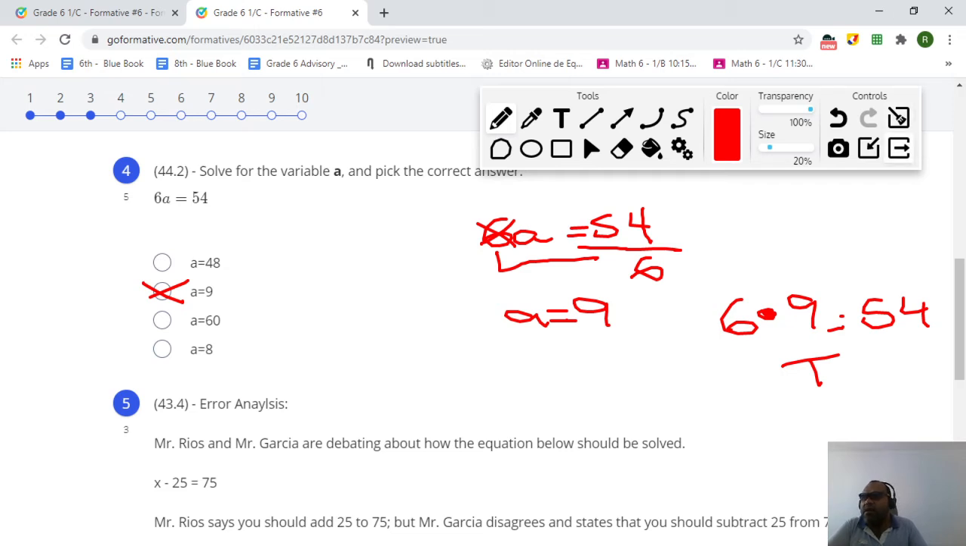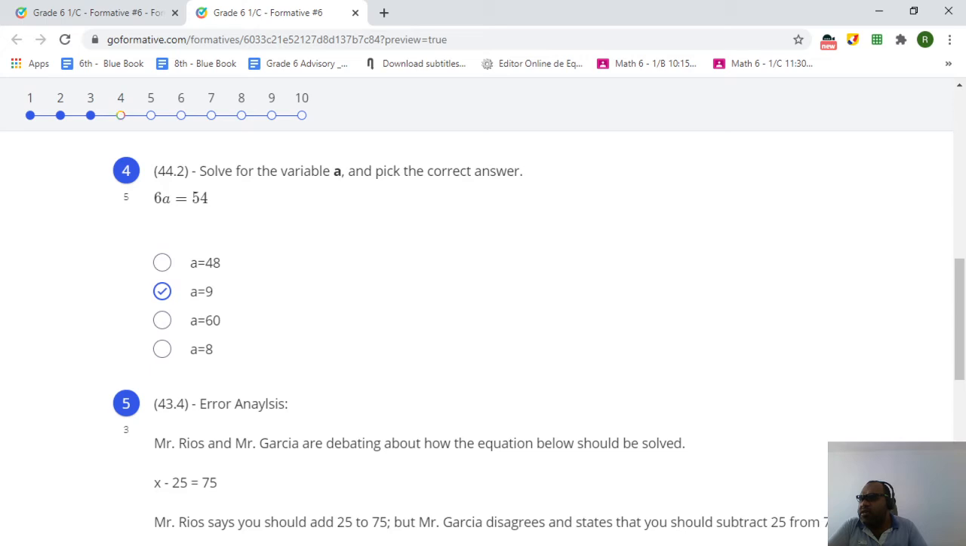Let's go to the next one. I pick over here. This one is my answer.